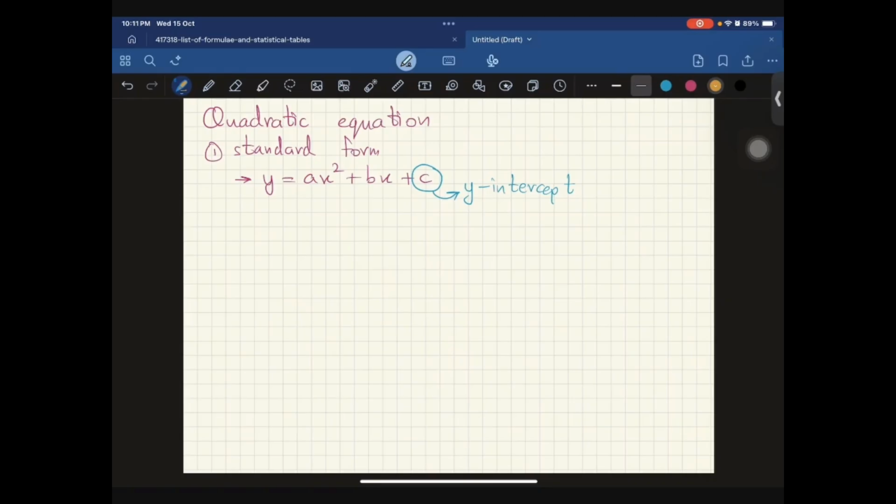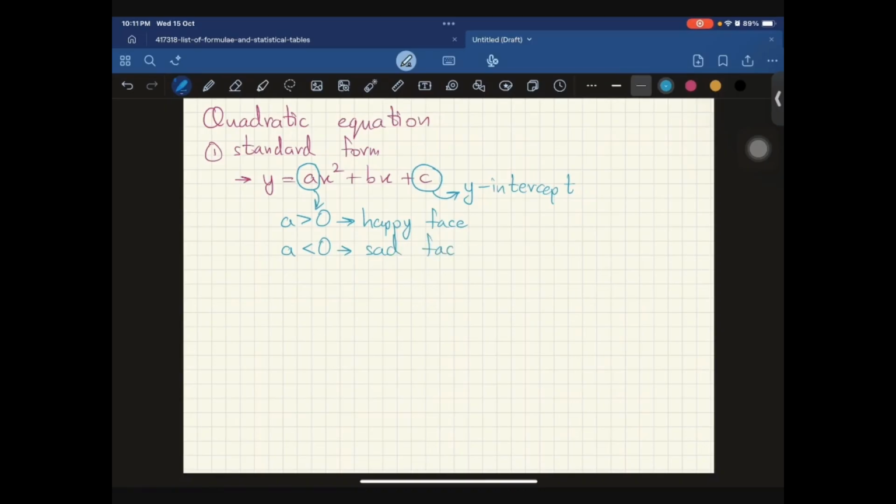Now, one more thing. Over here, the other important thing is the a. If the value of a is greater than 0, then the curve will be a happy face curve. And if the value of a is less than 0, then the curve will be a sad face curve.